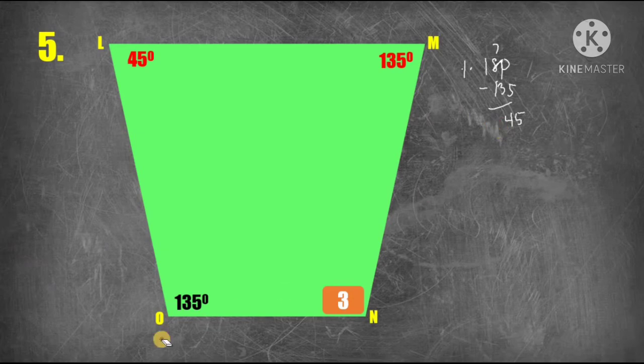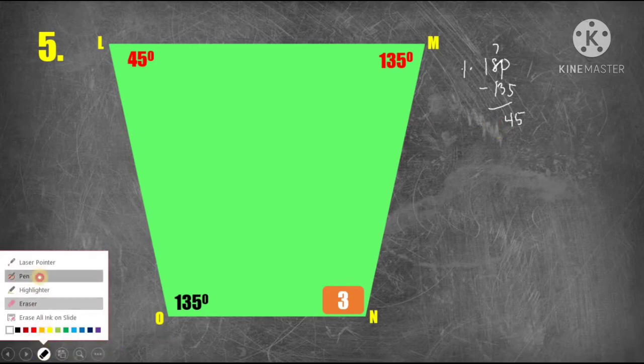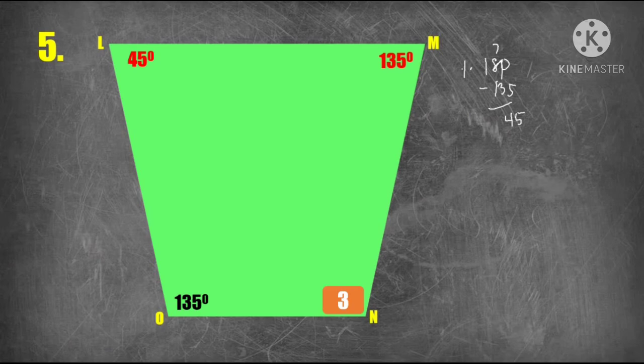So let's erase this mistake. Then let's move on to number 2. Our number 2 here is 135, since opposite angles are congruent. Next, number 3 is 45 degrees, the same solution as number 1.